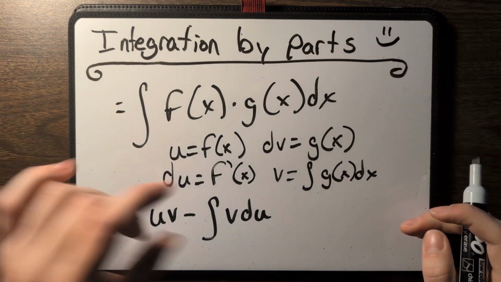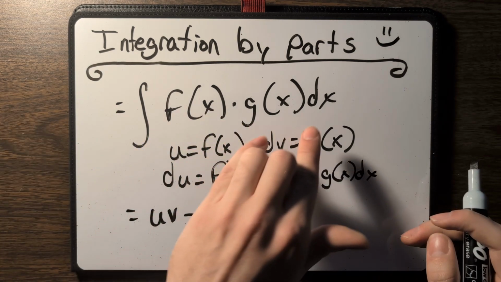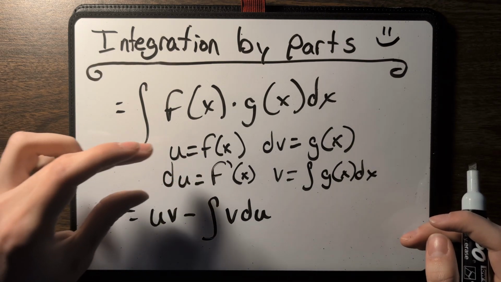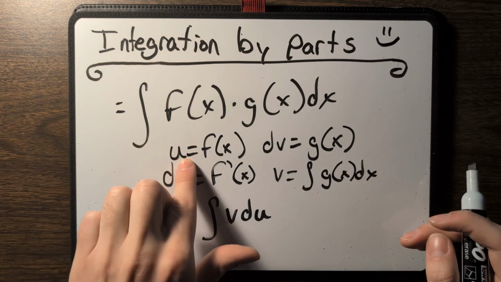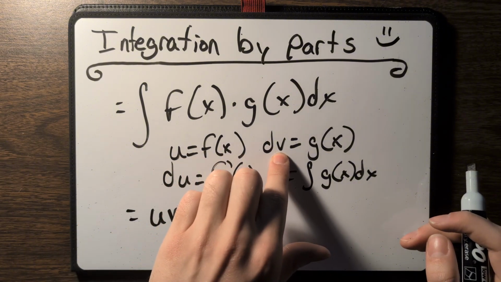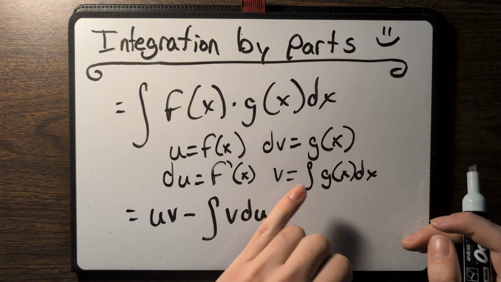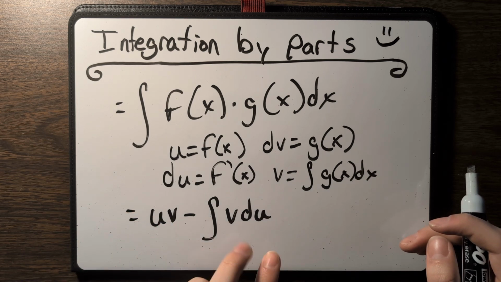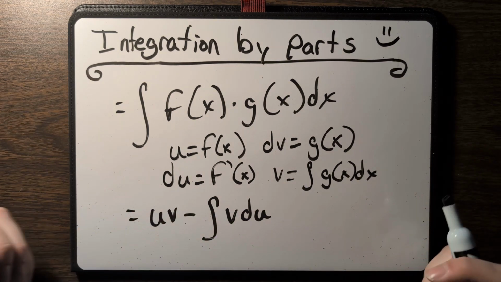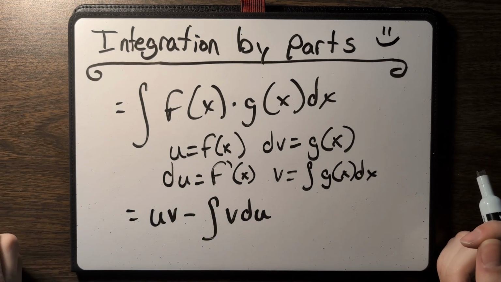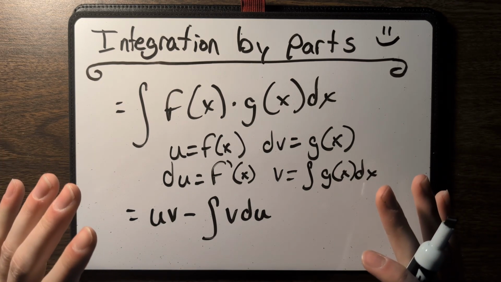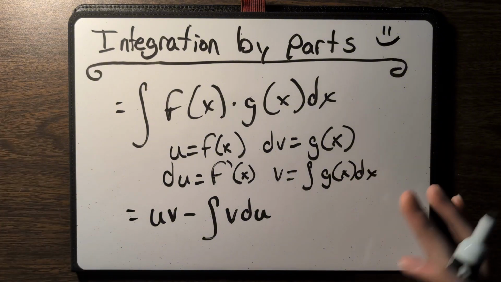Okay? So we have two functions that have nothing in common multiplied together. If we set one as u and one as dv, we can get du and v. We plug it into this formula and solve for this integral, and we will have gotten our answer. Okay? It looks complicated, but I'll explain using an example.